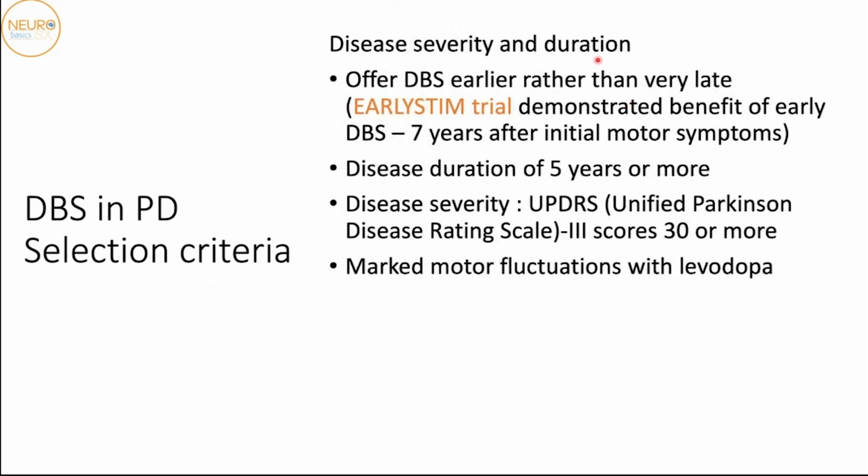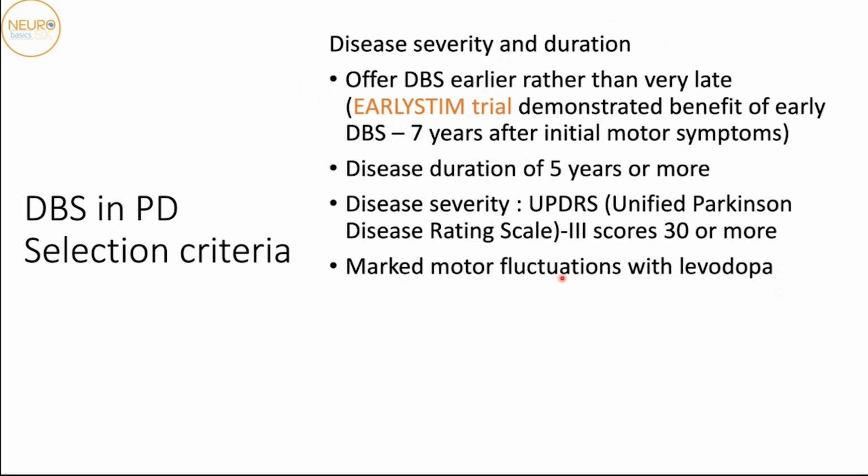Apart from that, a disease duration of at least 5 years is required to establish that the patient has idiopathic Parkinson's disease. If the disease duration is less than 5 years, it is possible that the patient might still have atypical Parkinsonism. It has also been found with the early STIM trial that you can offer DBS quite early, even about 7 years after initial motor symptoms rather than waiting for a later time in their PD. Also, with disease severity, at least a UPDRS3 score of 30 or more is required to offer DBS. Another important aspect is that with levodopa, they should have marked motor fluctuations.